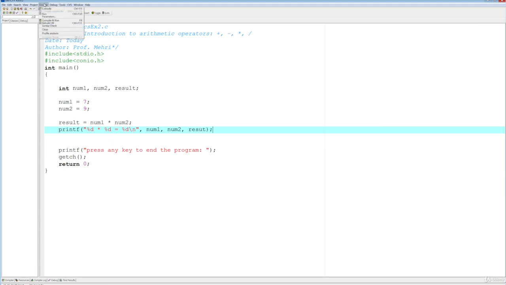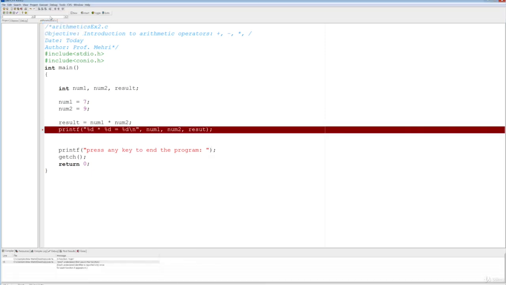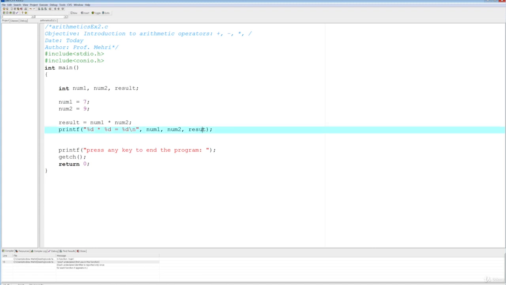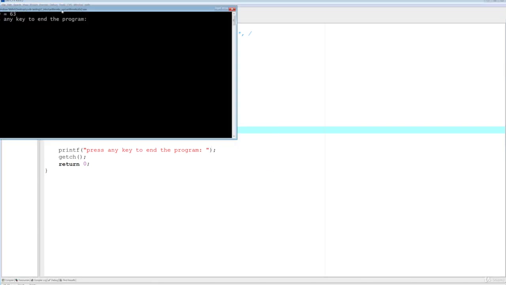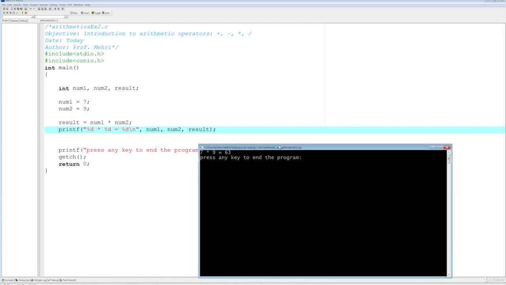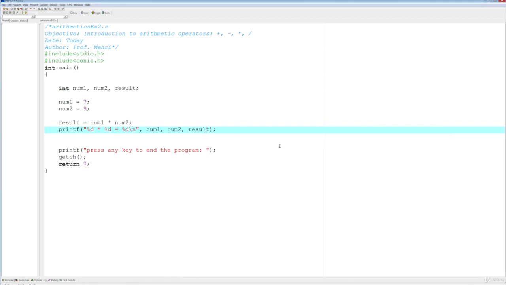So let's compile and run. Oops, compile and run. And let's see where we're getting an error. And it says result. Did I spell it the same way? Ah, right there. Result. Forgot an L. Right. So good. So let's compile and run. And there you have it. All right. So 7 times 9, you get 63. Press any key to continue, and we're good.